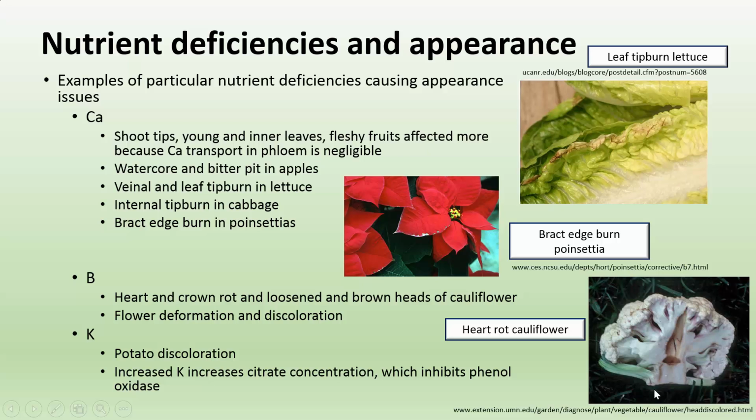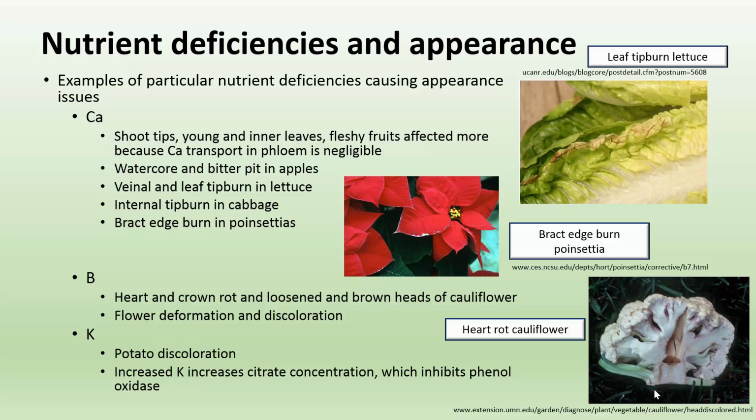We have discussed some of the ways nutrition affects several different appearance parameters in plants. To conclude, here are some additional examples of particular nutrient deficiencies causing appearance issues. Calcium deficiency affects shoot tips, young and inner leaves, and fleshy fruits because calcium transport in the phloem is negligible. Shown here are some examples of problems this can cause: leaf tip burn in lettuce and bract edge burn in poinsettias.